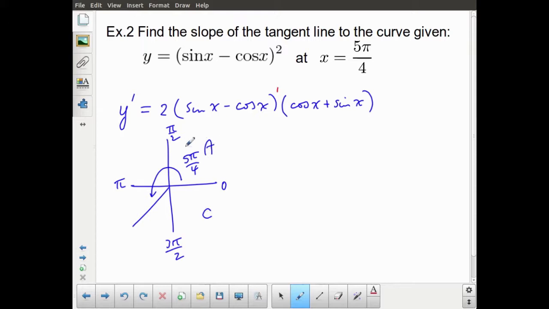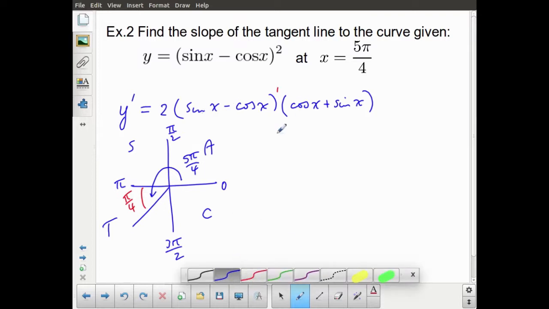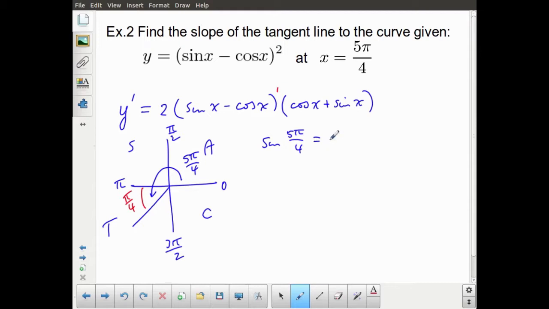And we've got CAST. And so we know for 5 pi by 4, our related acute angle is here at pi by 4. And so when we're calculating the sine of 5 pi by 4, the sine of 5 pi by 4 is the same as the negative sine of pi by 4. And the sine of pi by 4, if you remember your special triangles, that's going to be negative root 2 over 2. Similarly, the cosine of 5 pi by 4 is equal to negative root 2 over 2. So now that I've got those two values, I can just go ahead and substitute them in.